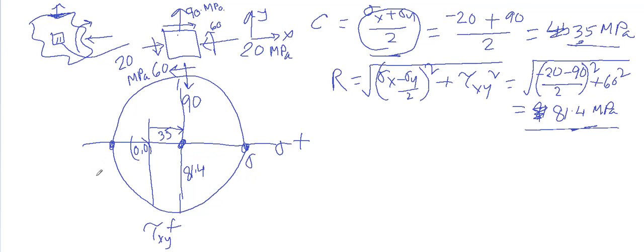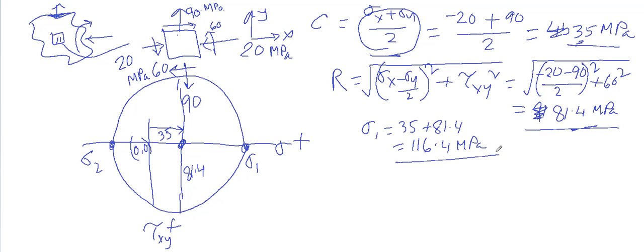Another point is this point. This has no shear stress. So the smaller one we call sigma 2, the minor principal stress. The bigger one we call sigma 1, the major principal stress. Now how to find sigma 1? You can see my 0 0 is here, up to this is 35, then from here to here is 81.4, that is my radius. So what is the total value here? My sigma 1 is 35 plus 81.4, which is 116.4 megapascal. So we got one principal stress.